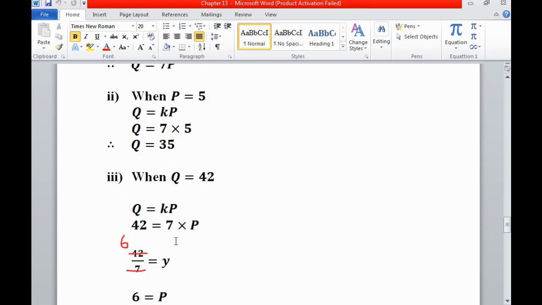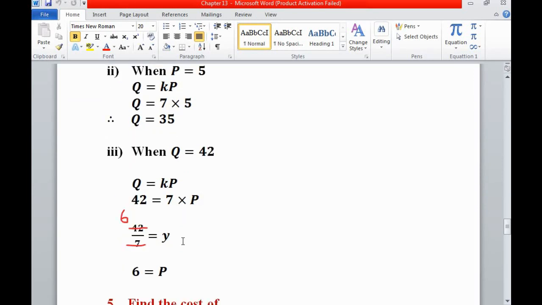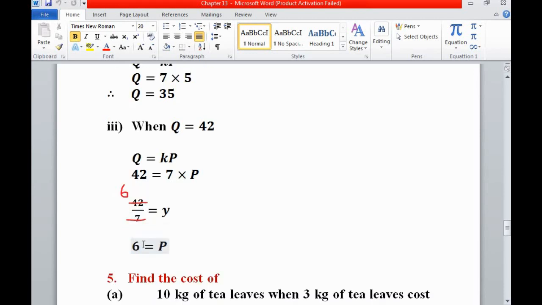Okay, to find the value of P, I will take this 7 to the left side of this equation. Then this equation becomes 42 upon 7. And 42 is the multiple of 7, so 7 times 6 equals 42. This is the value of P. So therefore P equals 6.